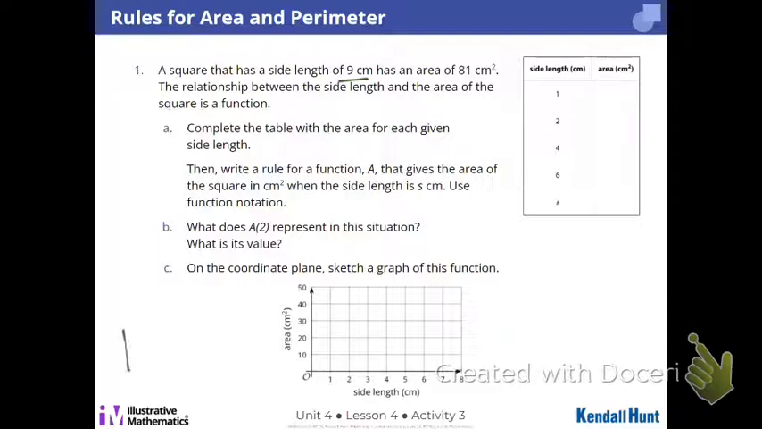And if we have a square with a side length of 9, we know that the area is 81, right? 9 squared. So this relationship always gives the area of a square as a function. So we're going to complete the table first. That's right here.